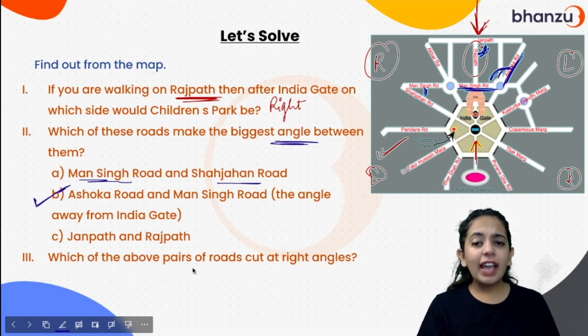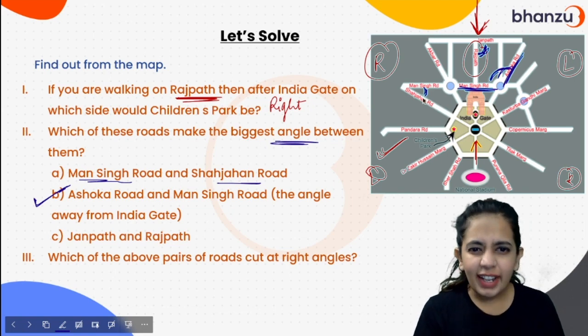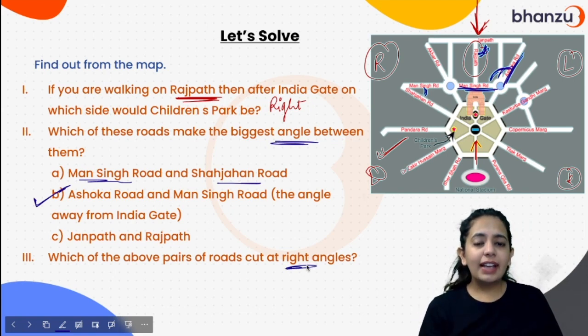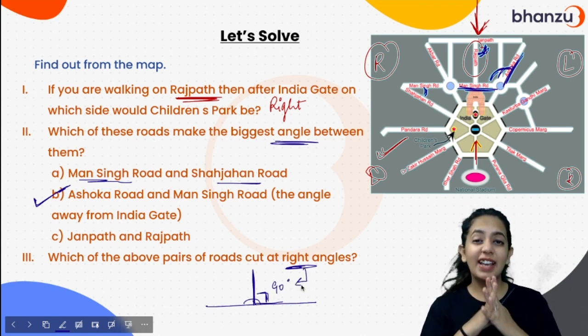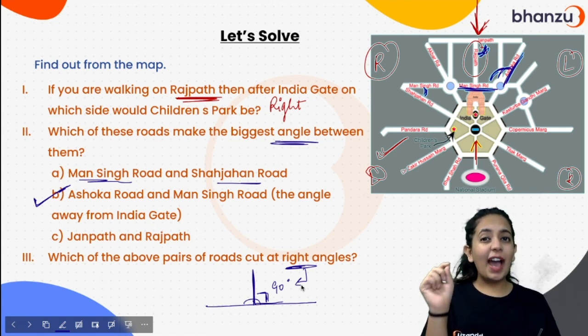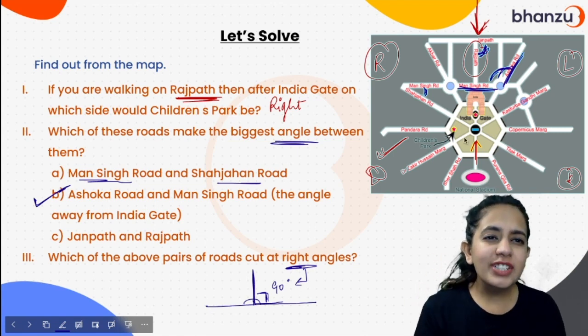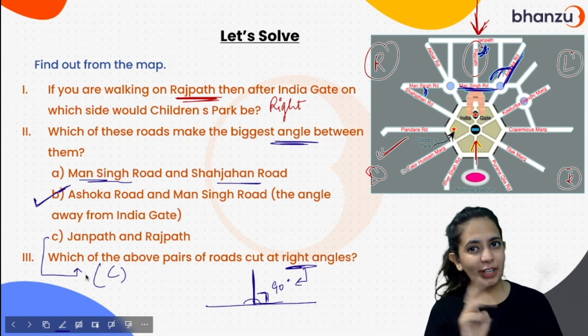Third question is, which of the above pair of roads cut at right angles? Okay, can you see this is not a right angle? Because what is a right angle? Right angle is exactly half of the straight angle. Suppose this is a straight angle. Okay, now if we cut half of it, then this is the right angle, which is 90 degree. So my dear, 90 degrees is the right angle. And if you're forgetting this, then you can watch out that angle video once again. So, which road is that? Did you see? Yes, it's Janpath and the Rajpath road. That is the C option is the answer for the third part of the question.